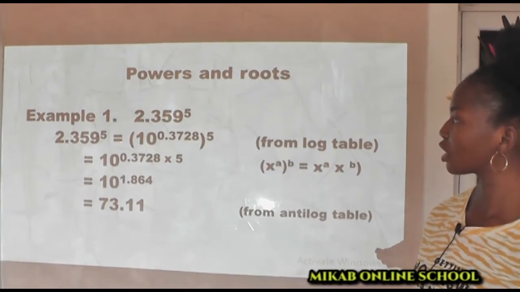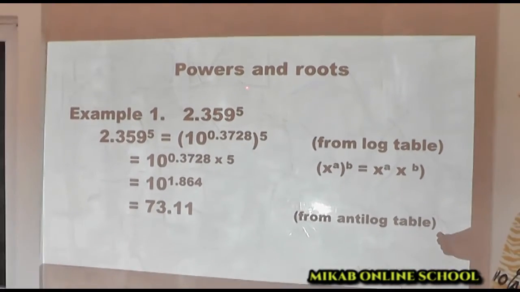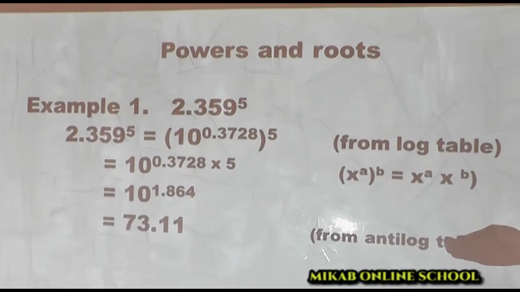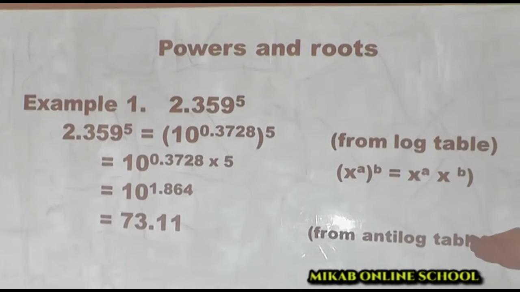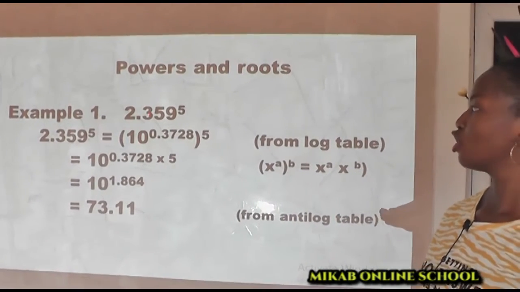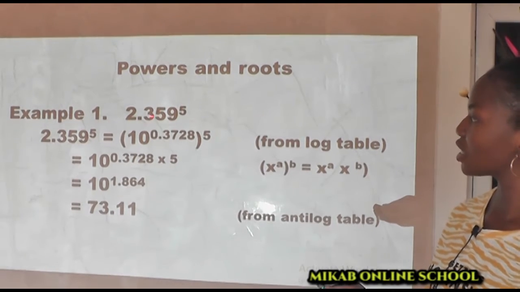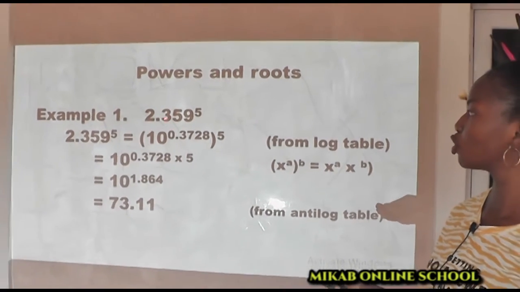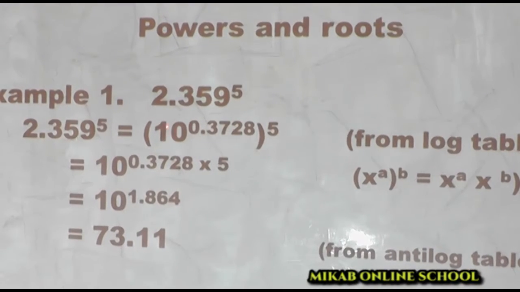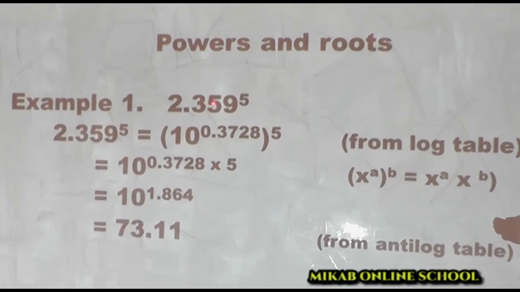So we have the first example, 2.359 raised to the power of 5. And always remember, we are talking about common logarithm with the base 10. So that means 10 raised to the power of a certain number will give 2.359. So this can be interpreted as 10 raised to the power of the logarithm of this number.